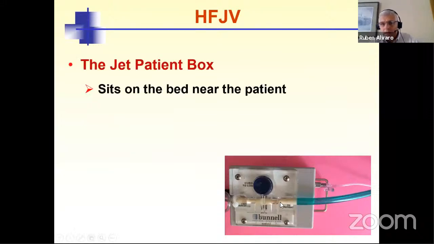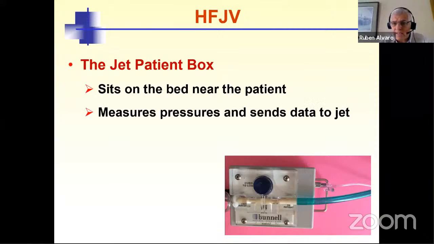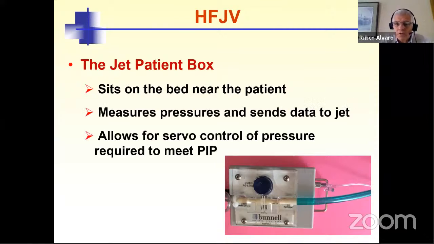So it sits on the bed near the patient, measures pressures and sends data to the jet, always for servo control of pressure required to meet PIP. So this machine will receive the information of the pressure in the tracheal tube, and it will tell the jet, okay, the pressure now, let's say you have your PIP set at 20, and it's actually measuring 30 now. So the machine is telling, well, the pressure is too high, you need to decrease your power, okay? On the contrary, if the pressure that is set instead of being 20 is only 10, the whisper box will send the information to the jet, saying you need to increase your power because you're not achieving the pressure, okay?